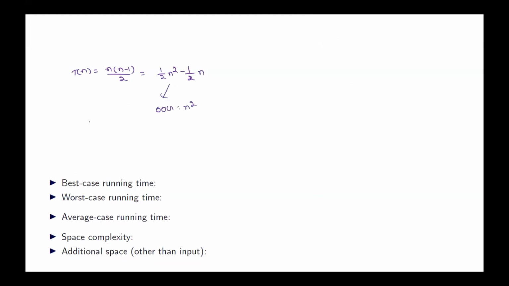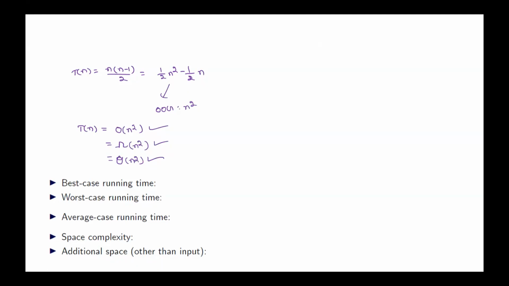Now you tell me, what is the running time of this algorithm? Can we represent it as big O of n square? Is this correct? Is that correct or not? Big omega of n square, is that correct or not? Theta of n square, is that correct or not?